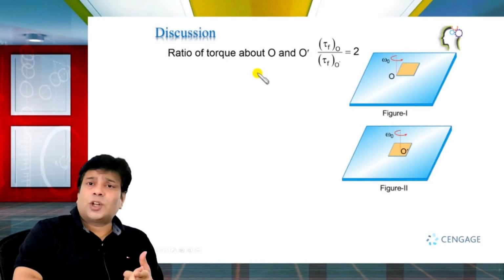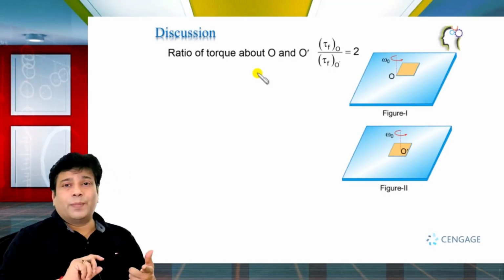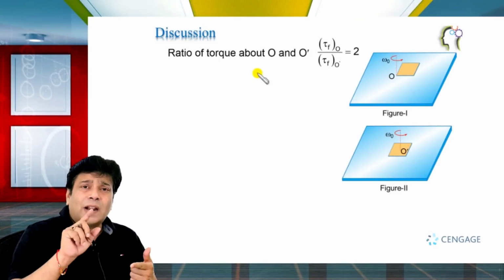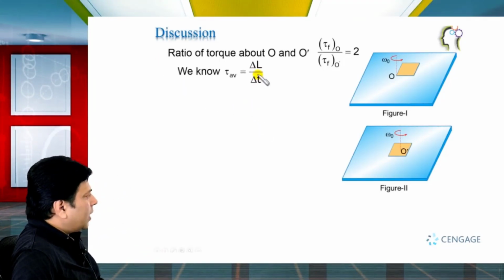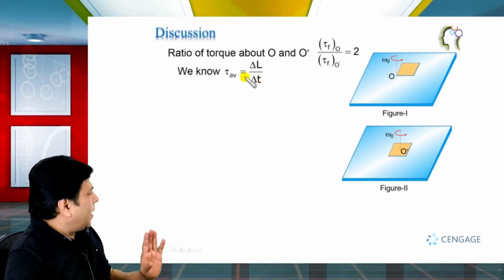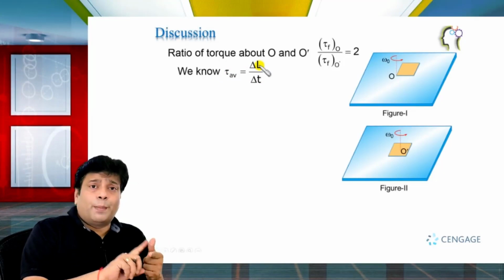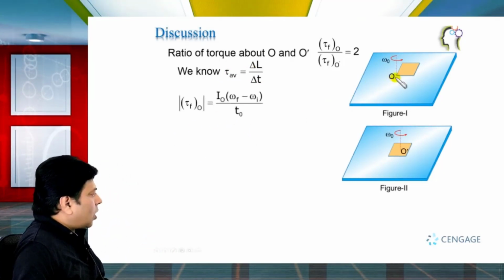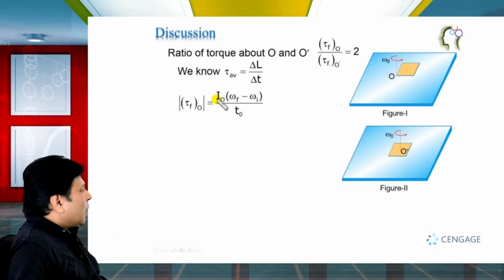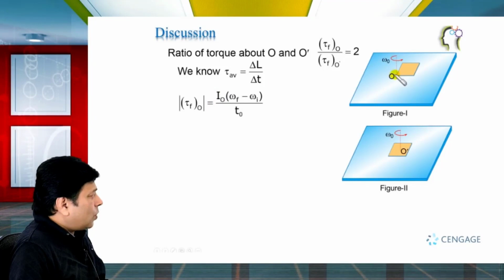We know the definition of torque. Torque is the rate of change of angular momentum, and average torque is delta L by delta T. So we can write average torque equal to delta L by delta T. Here, delta L is equal to final angular momentum minus initial angular momentum. So let us write first the torque about O. We need to find the value of the moment of inertia about O.